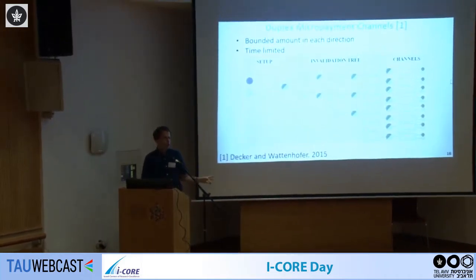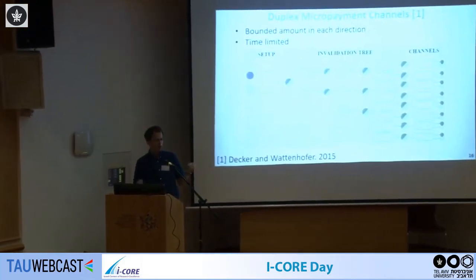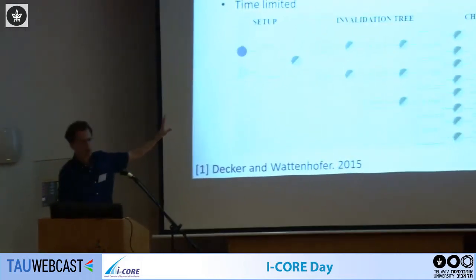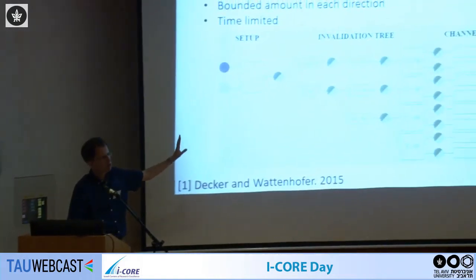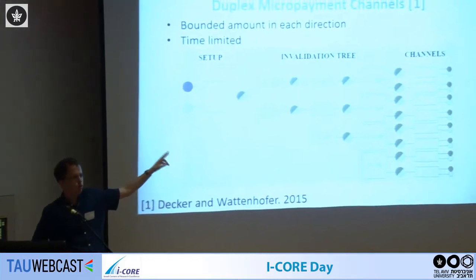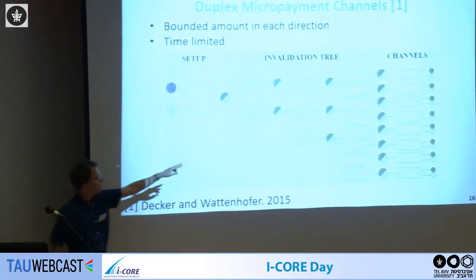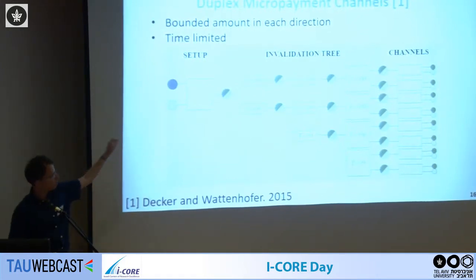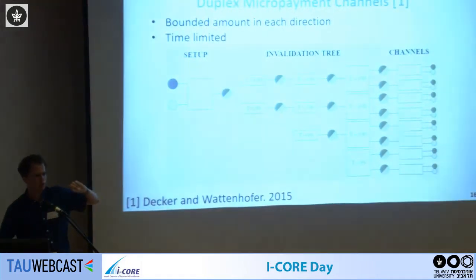So I'll mention two solutions to this issue of how to form two-sided channels. One is from Decker and Wattenhofer. I'm not going to go through the details. The intuition is that they actually do form two individual channels, but these channels rely on a set of previous transactions structured as a tree.